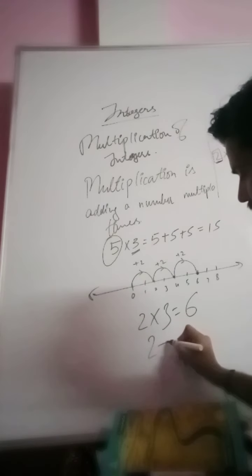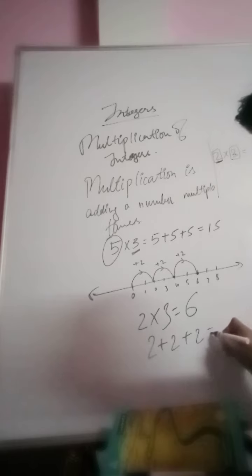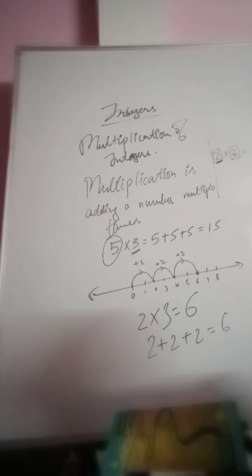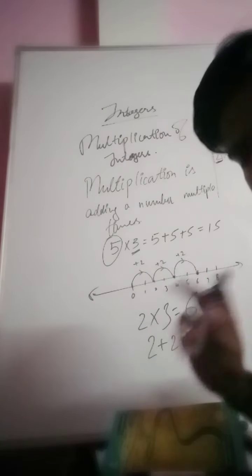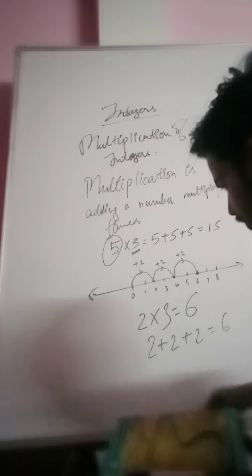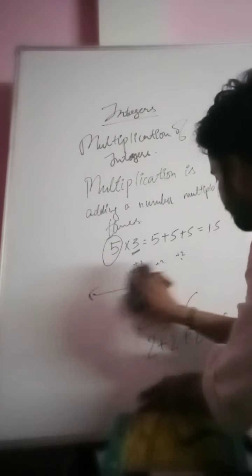Means what we are doing? We are adding 2 how many times? 3 times. So this is actually multiplication of integers. So using the number line also I have told you what this multiplication is.